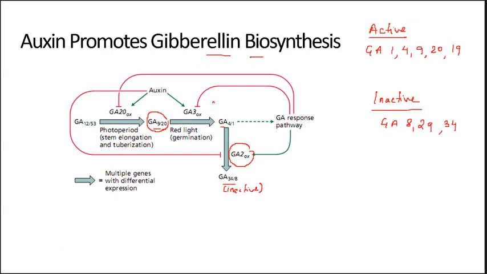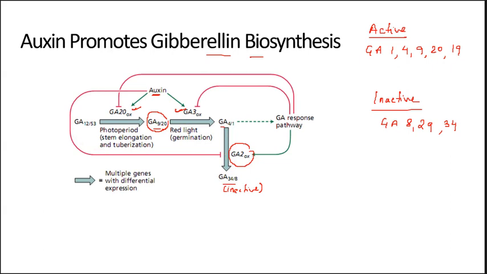And auxin inhibits this GA2 oxidase. So the pathway which forms inactive gibberellin is inhibited by auxin. So what does that mean? That auxin is helping in GA biosynthesis, as it is activating the enzymes which form active gibberellin, and it is inactivating the enzymes which form inactive gibberellin, which means that auxin helps in gibberellin biosynthesis.